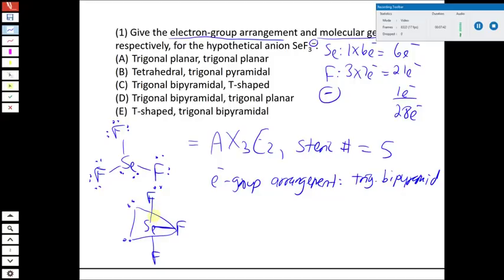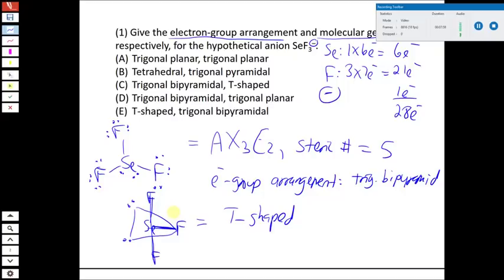And if we draw that bond in explicitly, I think we can see that that's turned on its side, but that's going to be our T-shaped arrangement. So AX3E2 will give you T-shaped, where you have 5 electron groups, and the 3 atoms bonded to the central atom make up what looks like a T if we were to rotate this 90 degrees.